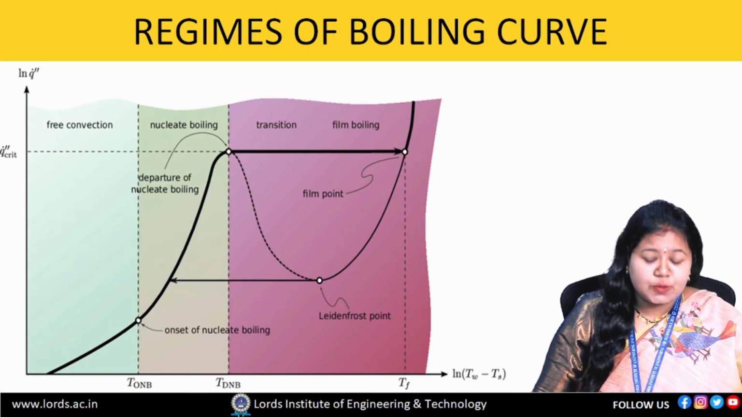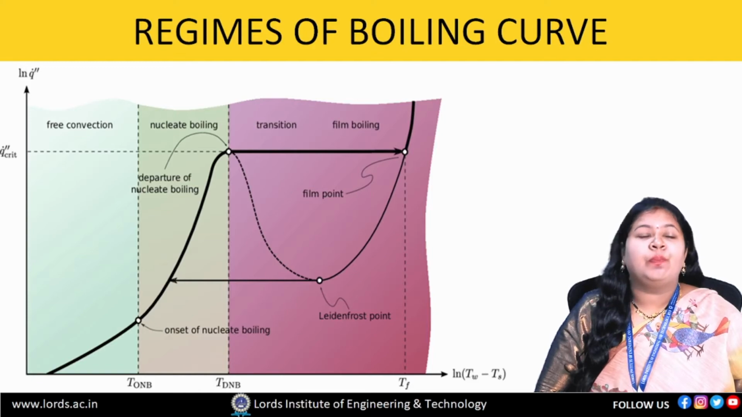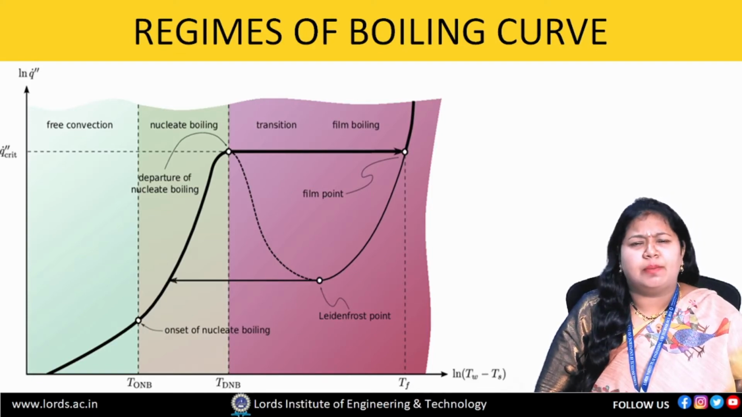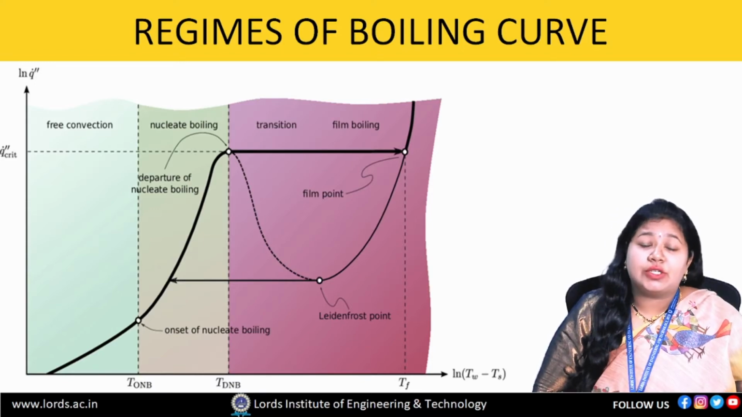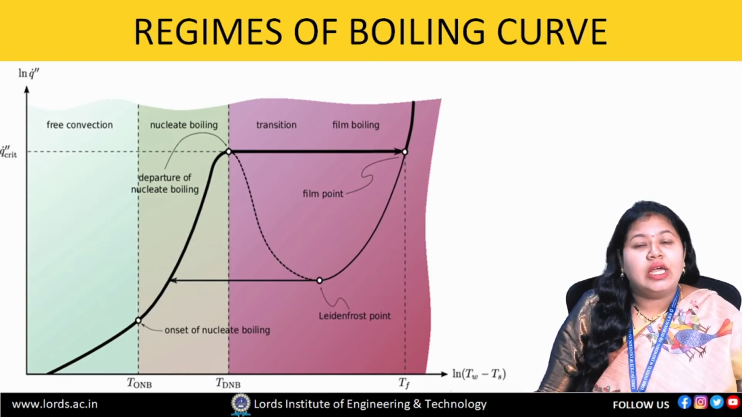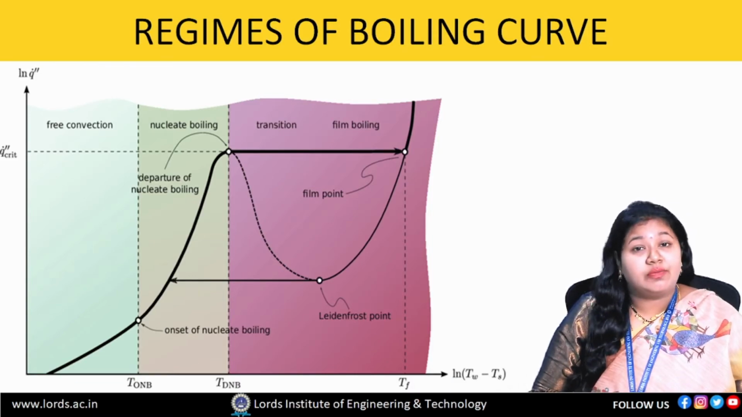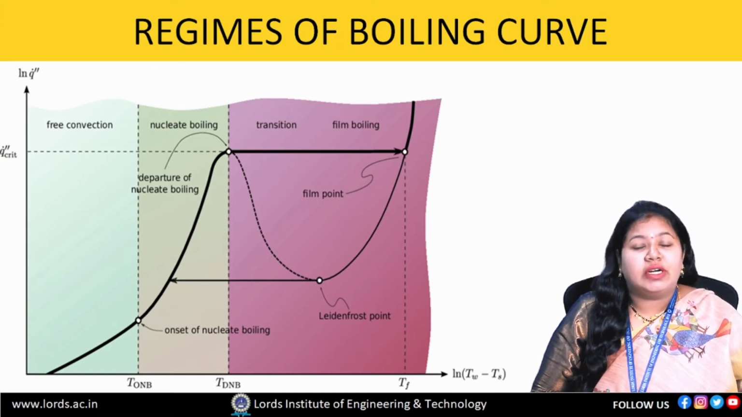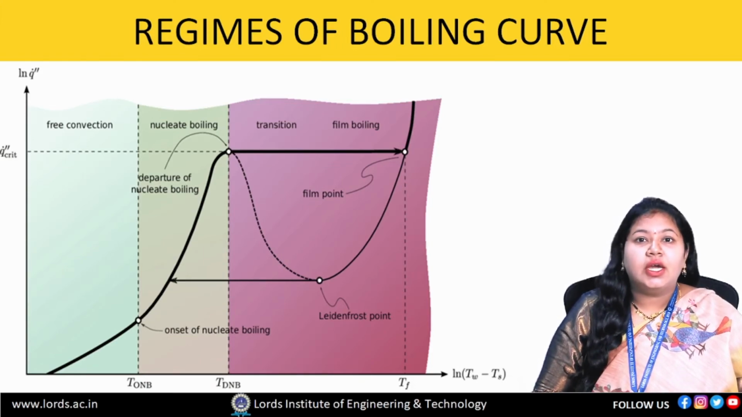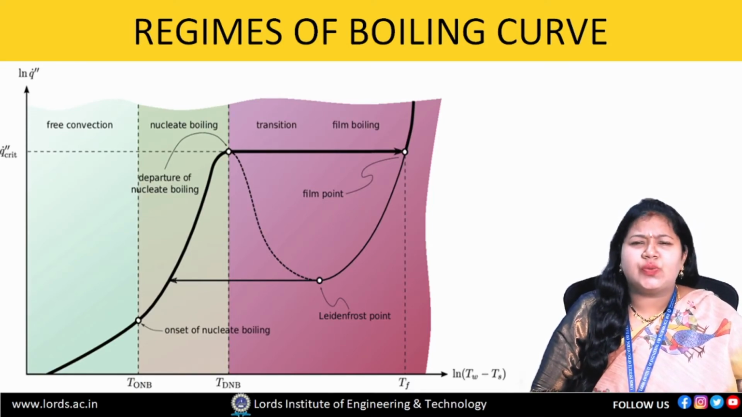Next one, I explained how the condensation process takes place by demonstrating a small example of parking a car in the winter season. Now, I just want to focus on the different types of boiling process. That means when we start heating a liquid at room temperature, how it converts into the vapor or gaseous state. Let us look at the first one, which is free convection.